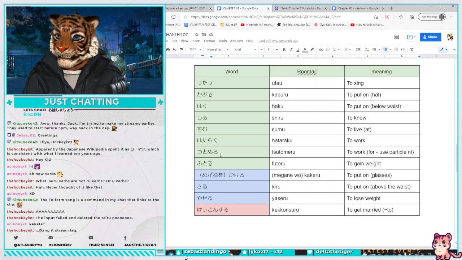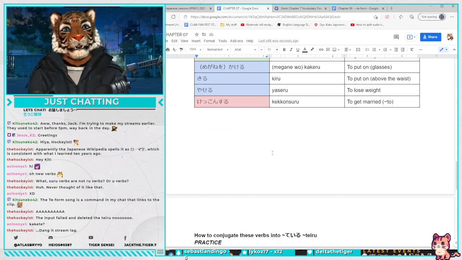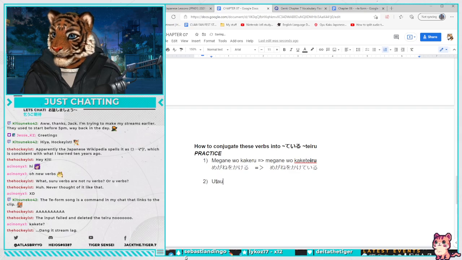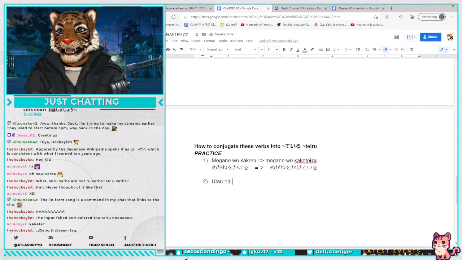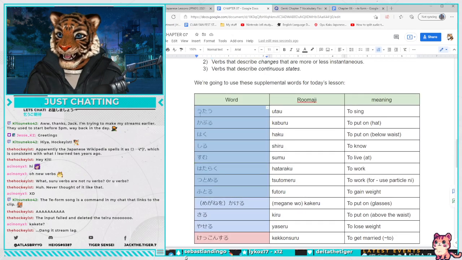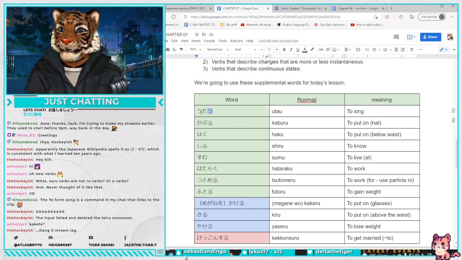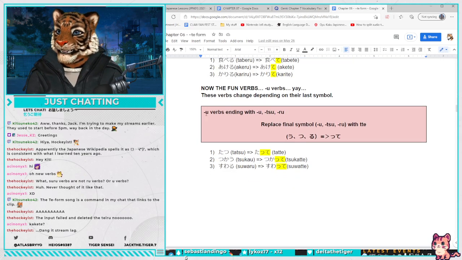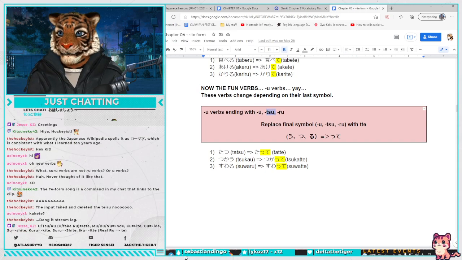Number two, let's use utau, to sing. Utau is not a ru verb. It ends, in fact, I highlighted it in green because it is an u verb. It ends with u. If we check our chapter 6 notes, and you guys are welcome to look back at the notes, u verbs ending with u, su, and ru.